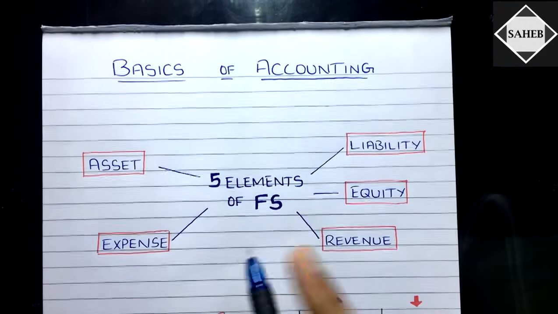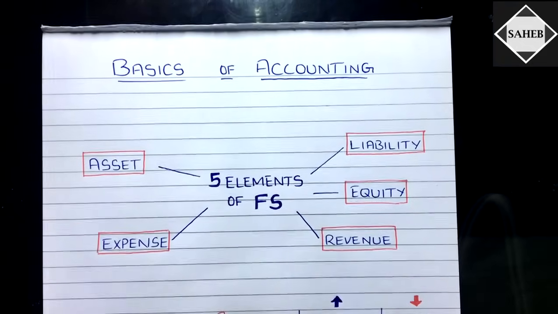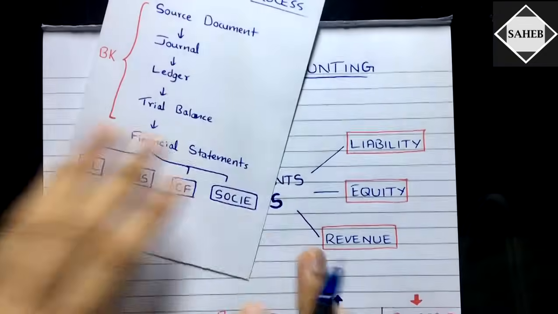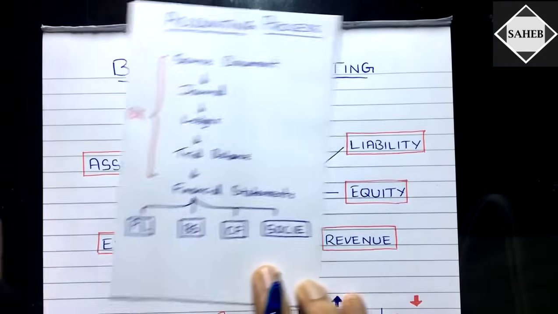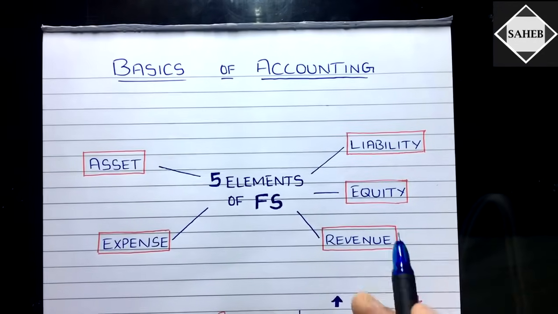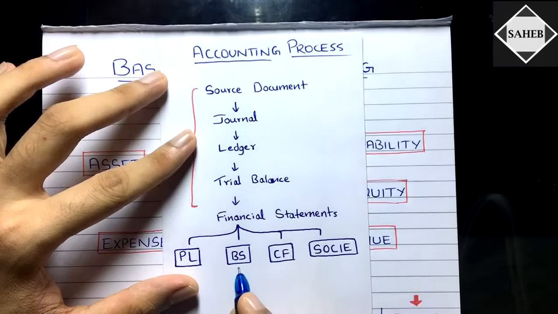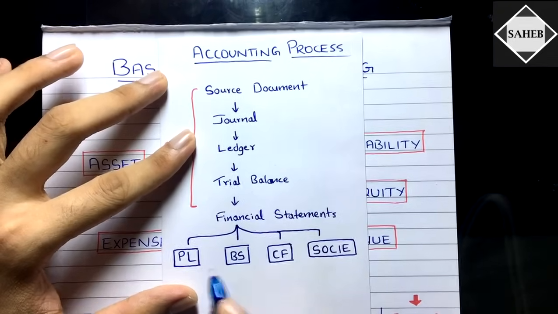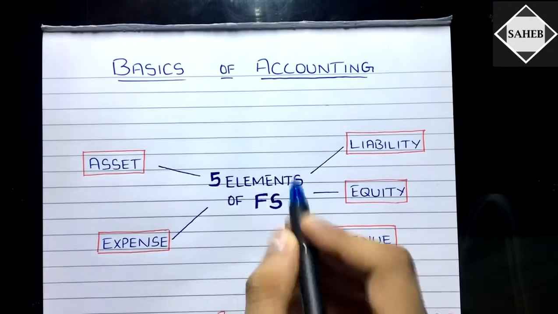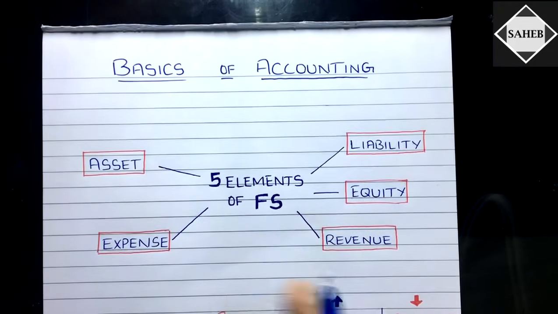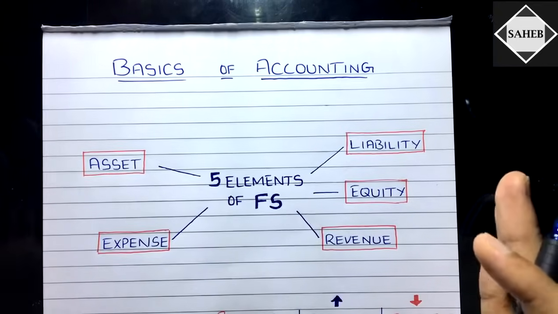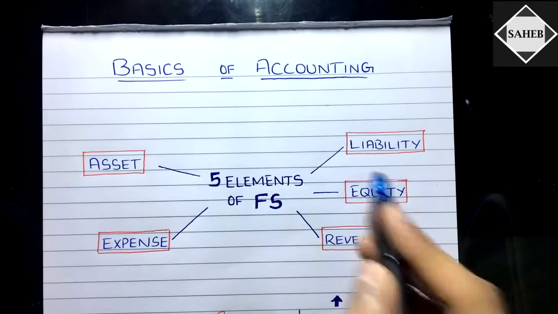Why? Because they are represented on the face of the financial statement. These 2 elements, expense and revenue, will be shown on the profit and loss statement, and these 3 elements, asset, liability and equity or capital, will be shown in the balance sheet. That is why they are also called the 5 elements of financial statement. Now we have to understand this properly in depth. So let's understand the meaning of each and every item properly.